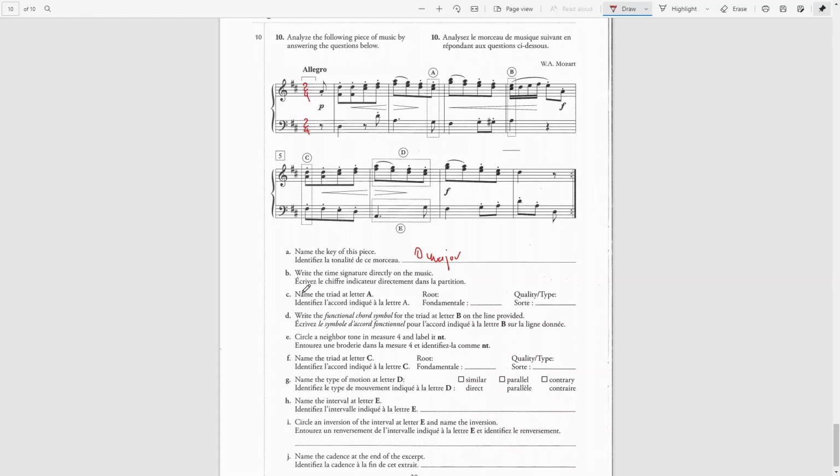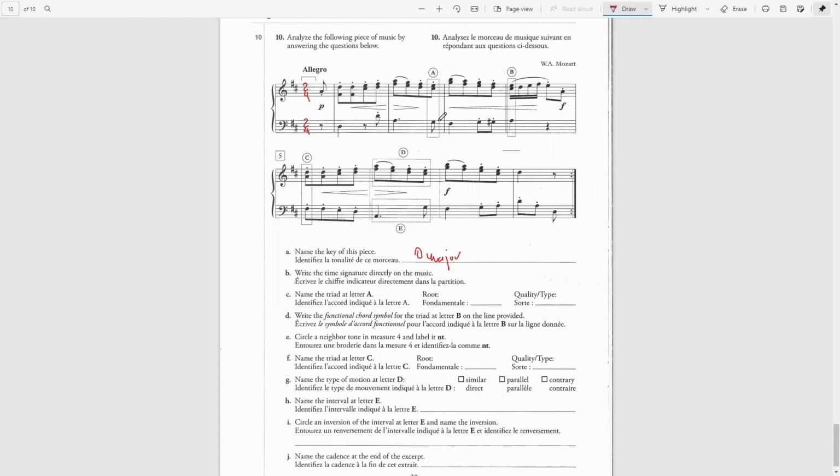The next question says name the triad at the letter A. And we need to find the root and the quality type. Letter A, we have a G note. This is a C sharp note. There's a C sharp in the key signature and an E.